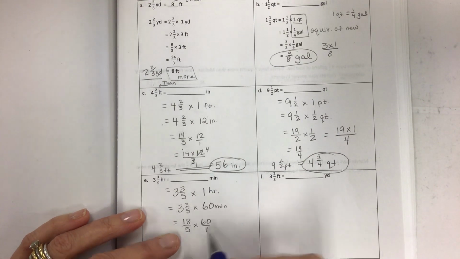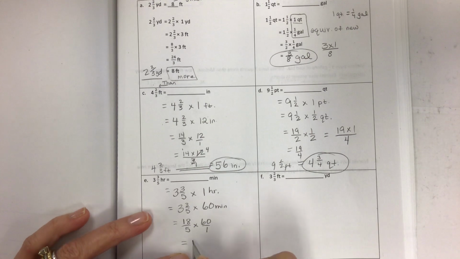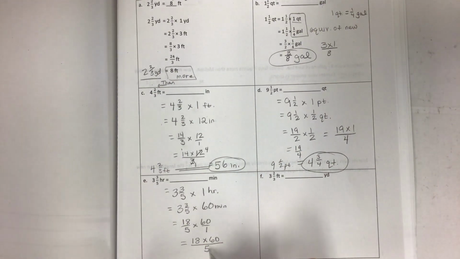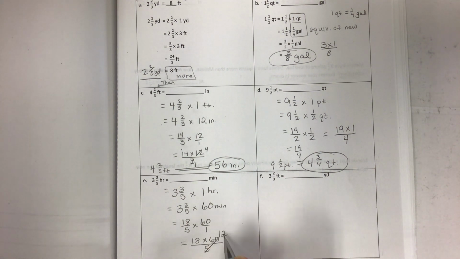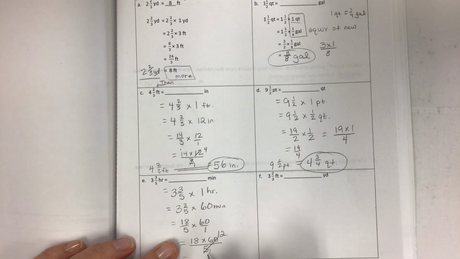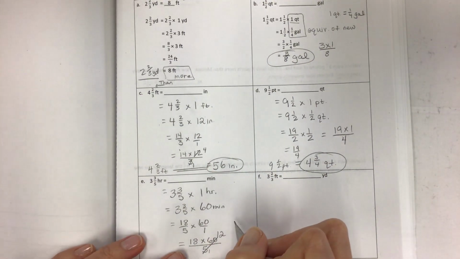times 60, and then I want to combine what I can. So I usually just do the 18 times 60 over 5. And now I want to simplify. I know that 60 is a multiple of 5 12 times. So 60 divided by 5 is 12. 5 divided by 5 is 1. So I end up with 18 times 12 over 1. So it's really just 18 times 12.